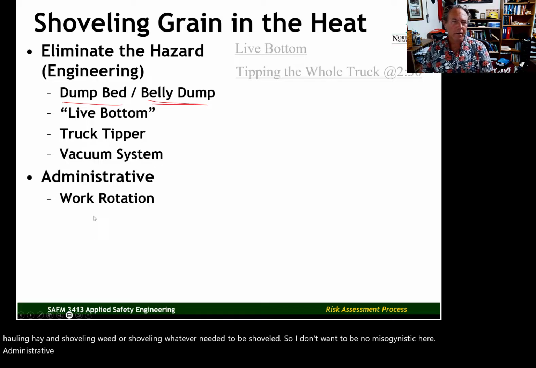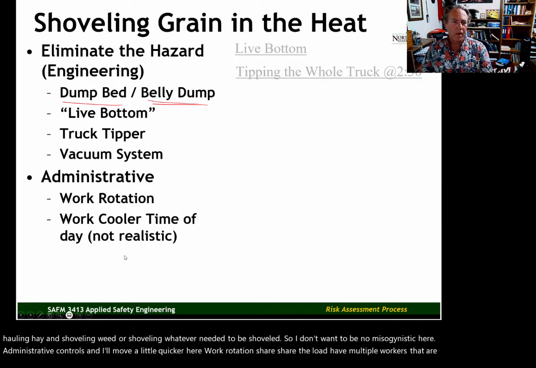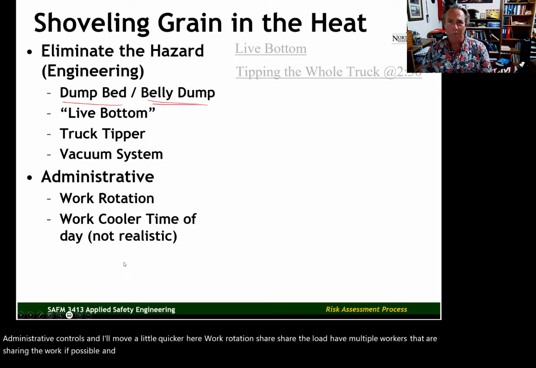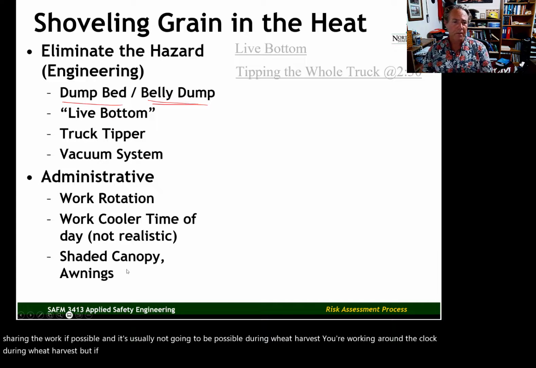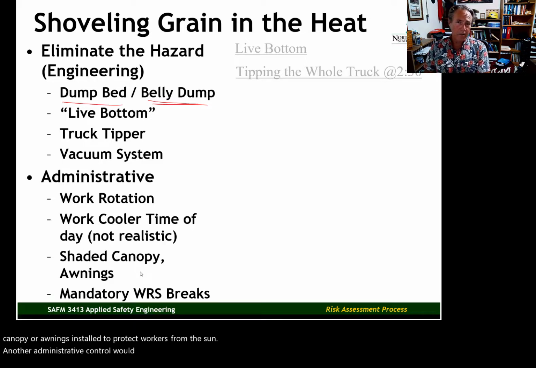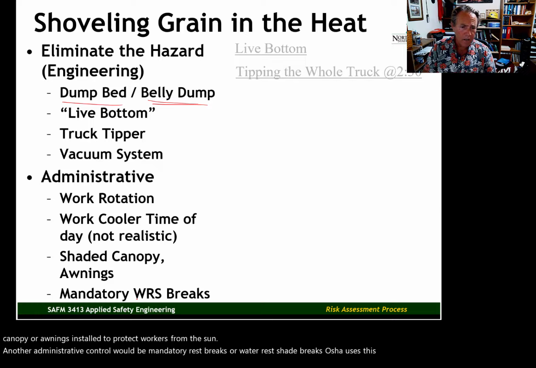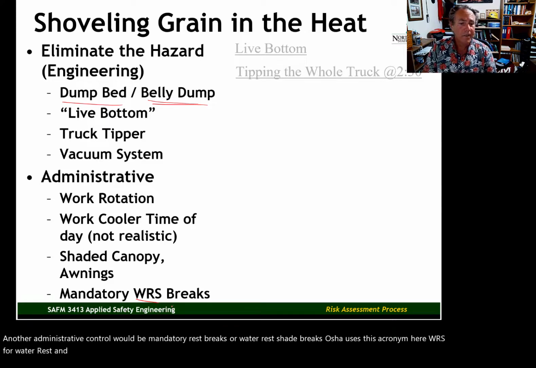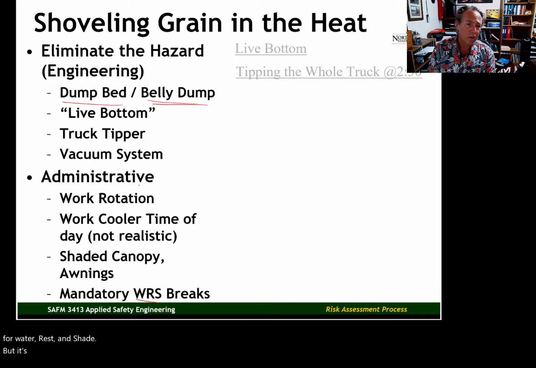Administrative controls, and I'll move a little quicker here. Work rotation, share the load, have multiple workers that are sharing the work. If possible, and it's usually not going to be possible during wheat harvest, you're working around the clock, but if possible, work during a cooler time of the day. You might be able to have some type of shaded canopy or awnings installed to protect workers from the sun. Another administrative control would be mandatory rest breaks or water rest shade breaks. OSHA uses this acronym here, WRS, for water rest and shade. All of these are administrative.